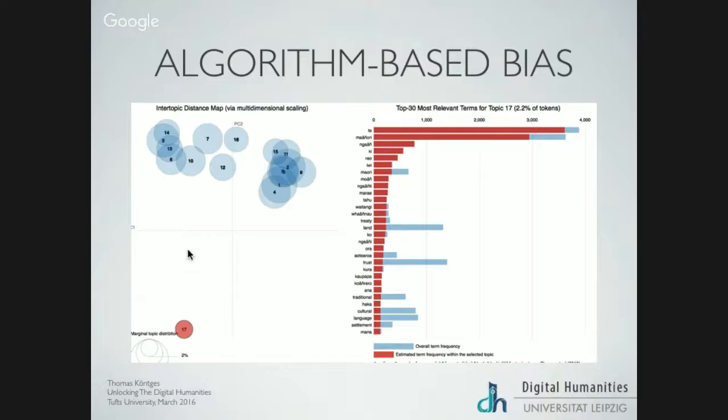So it's a mix of algorithm bias, and it's also a mix of visualization bias, because this topic 17 is so far removed from the rest because it's in a different language that, because of the scale, it squishes everything together. Yeah? So I would have to remove topic 17 and then visualize again, and then I would have a more trustworthy visualization. So things like this are important, but they're not easy to see.